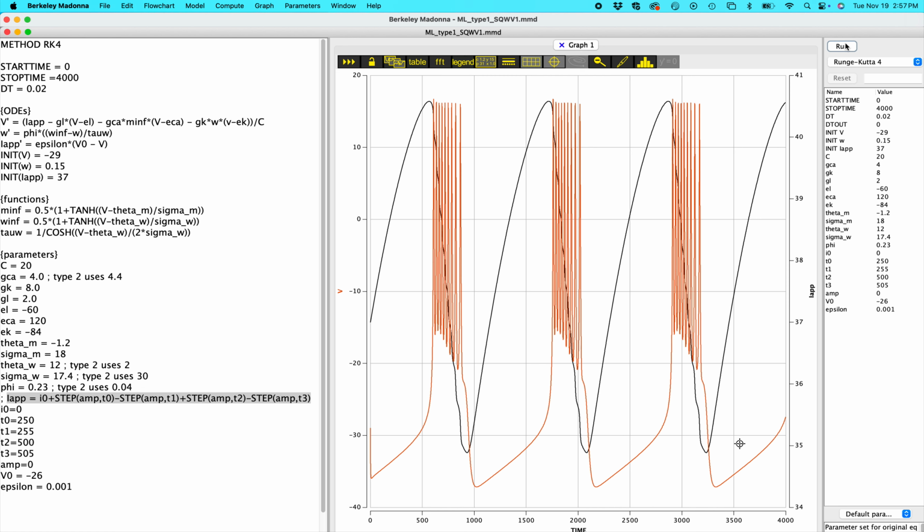Everybody good with this model? Any questions about this model and getting this model to work? This is for you, so I'm happy to answer the questions as we need them. We're good? Okay. So I'll close this model now, and we'll start the more sophisticated physiological version.